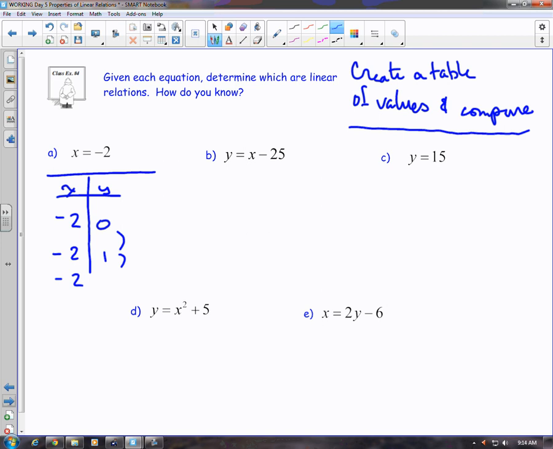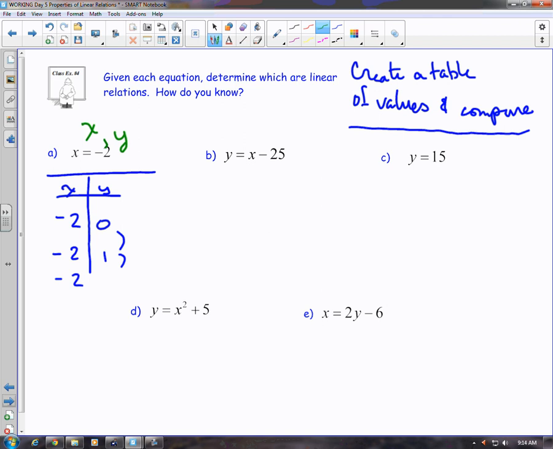Now, in terms of the equation itself, simply by looking at the equation, there is a way to tell if the equation is going to be linear, and that is that x and y.